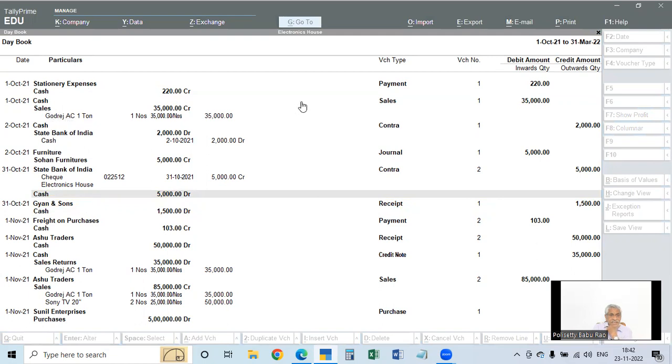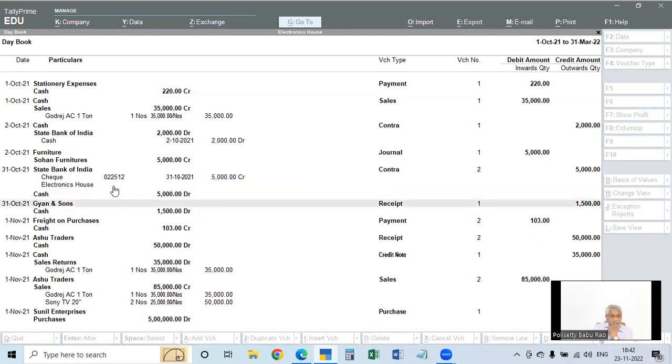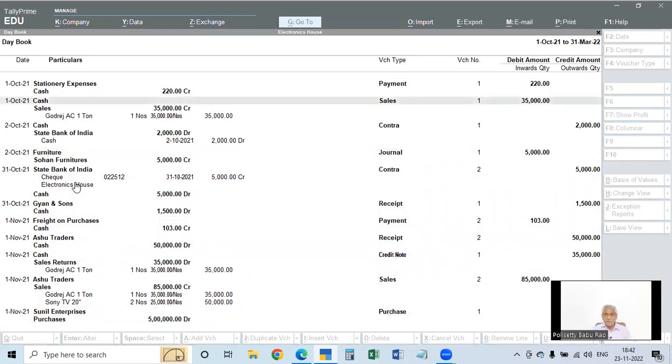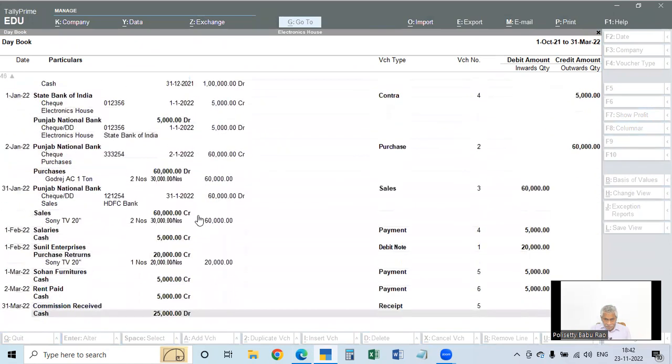So in the case of sales, it is showing the name of the goods, that is quantity, one number, and the amount. And similarly, here, State Bank of India, it is giving the check number. Like that, goods details, bank details, it will give if we select them. Okay, like this, we have to complete the day book. Okay, this is the day book I completed.